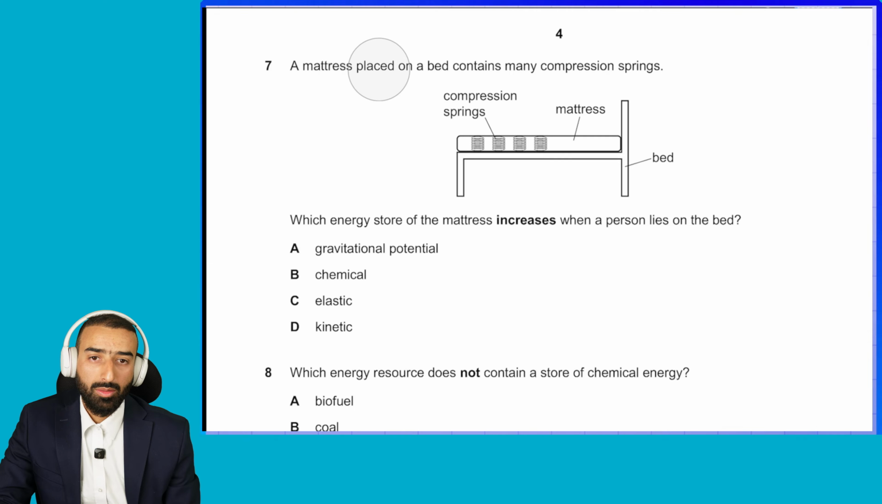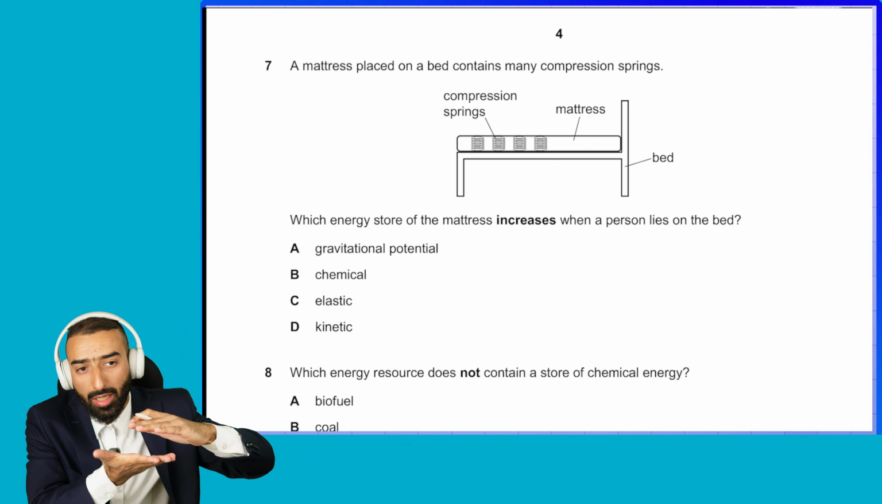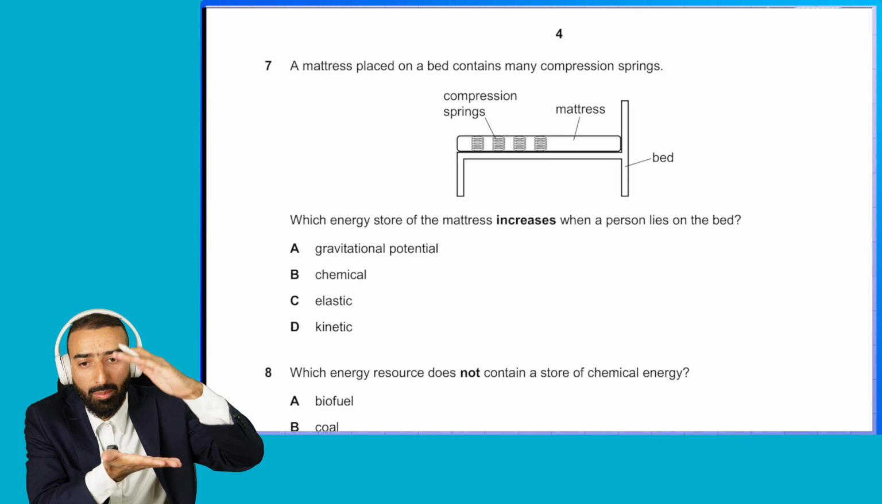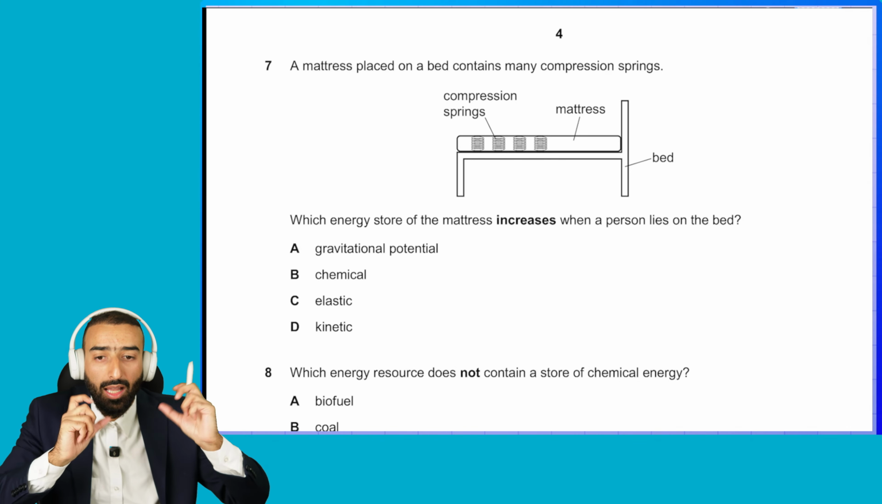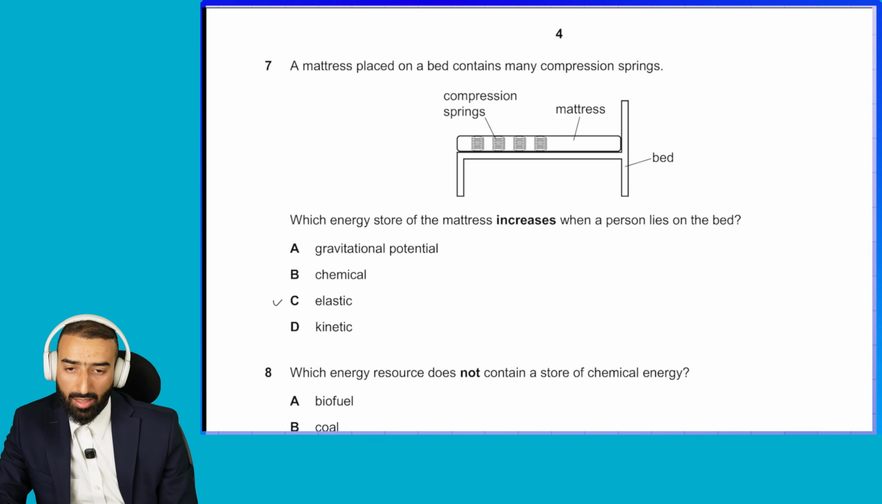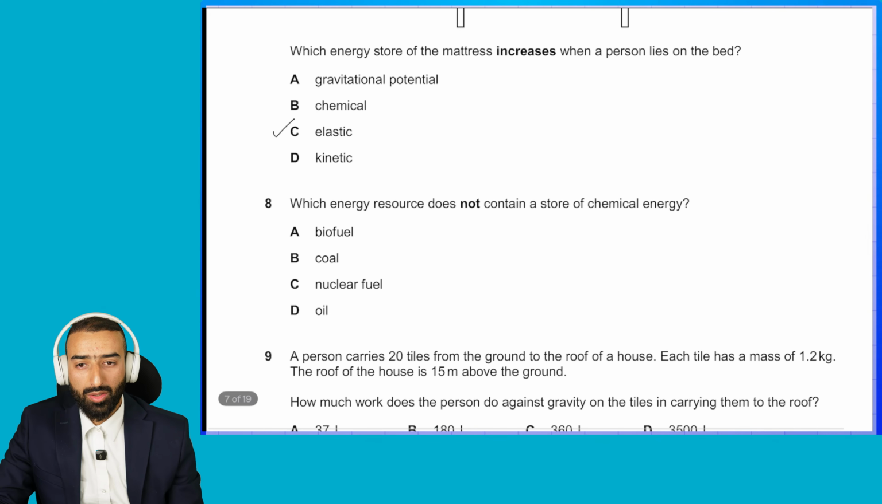A mattress placed on a bed contains many compression springs. They're shown here. Which energy store of the mattress increases when a person lies on the bed? When a person lies on the bed, what happens to the springs? They get squished, they get compressed. Now that's elastic potential energy. And we can quickly see that is an option given here. Let's move on to question 8.